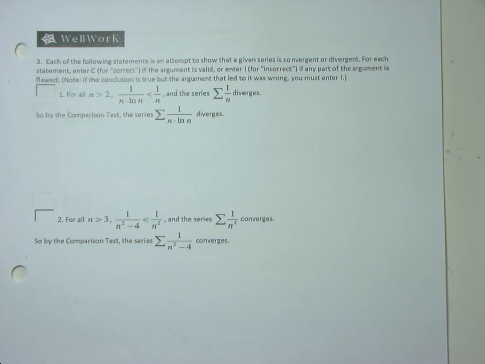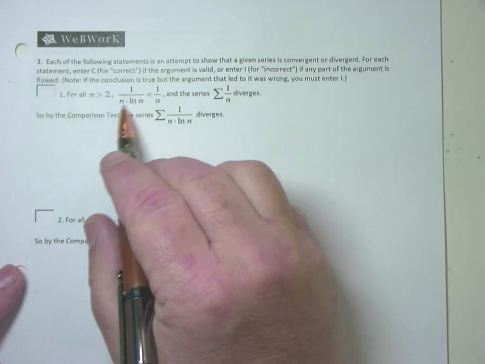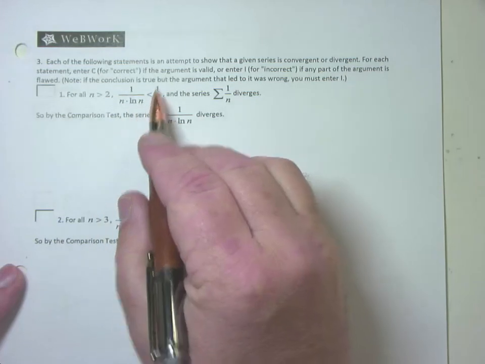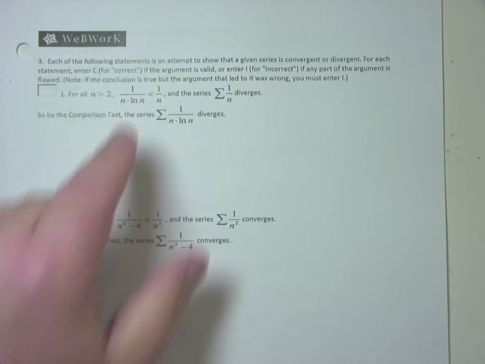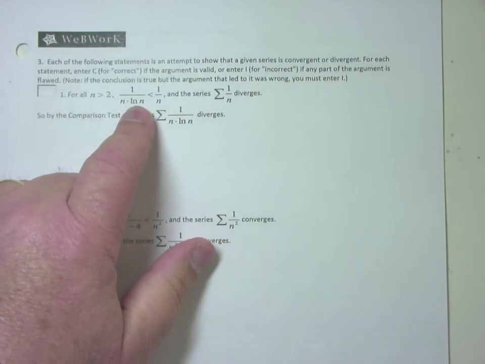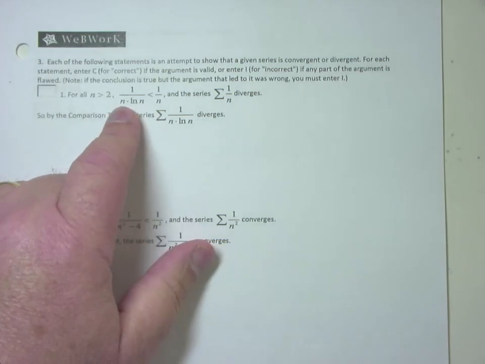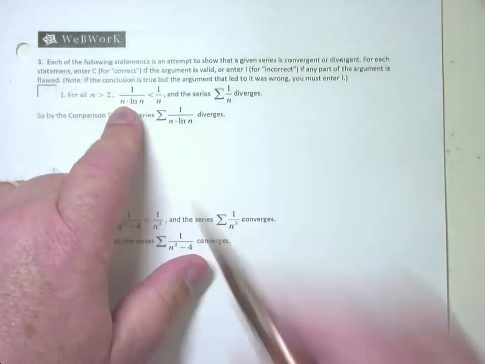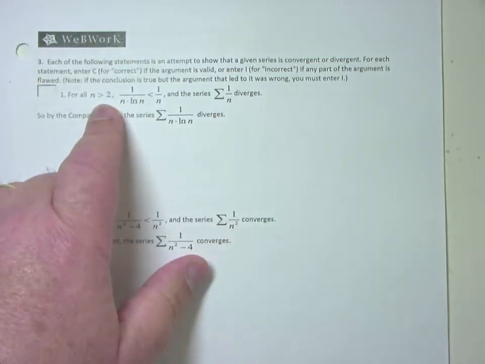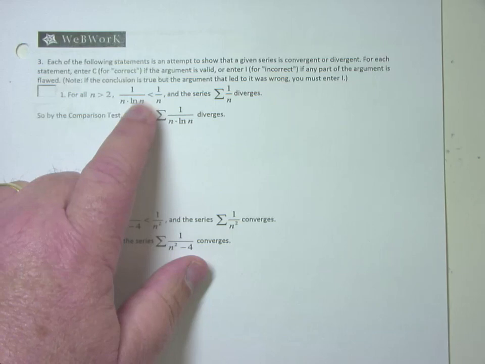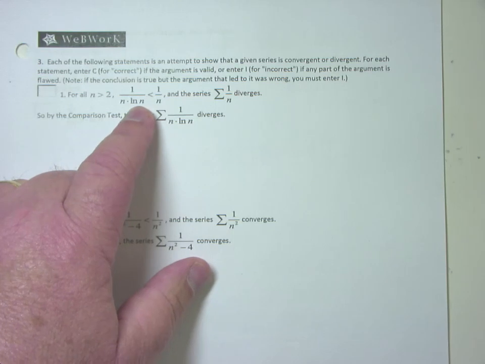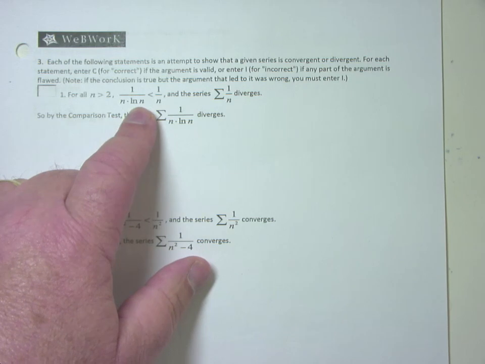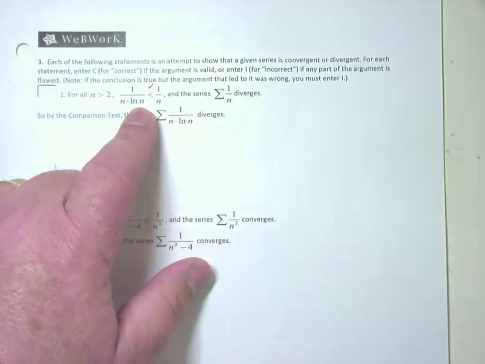So here we go. For n greater than 2, 1 over n times the natural log of n is less than 1 over n. Is that true or false? Well, I multiply by the natural log of n in the denominator, and when n gets bigger than 2, the natural log of 3, 4, is going to be a number bigger than 1. So you're multiplying by a large number, makes the denominator bigger, but makes the overall fraction what? Smaller. So this inequality is good to go.